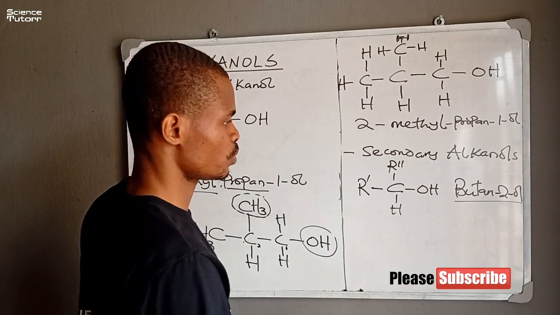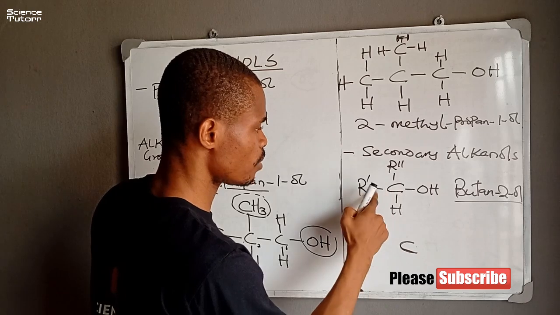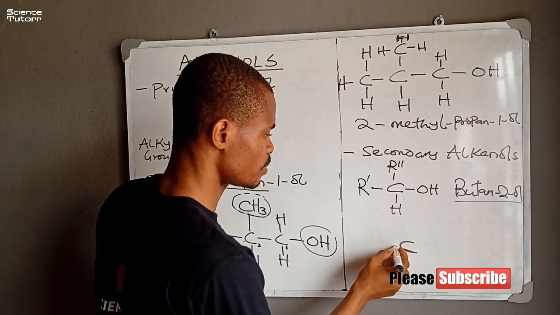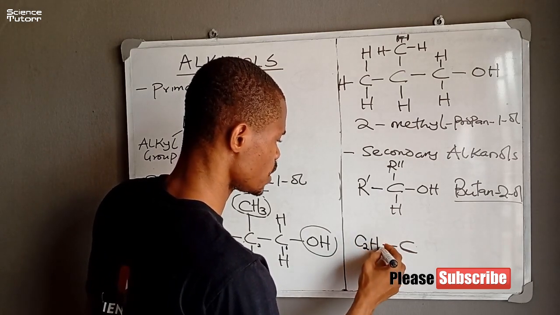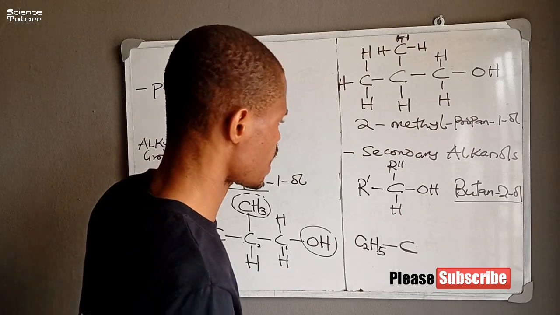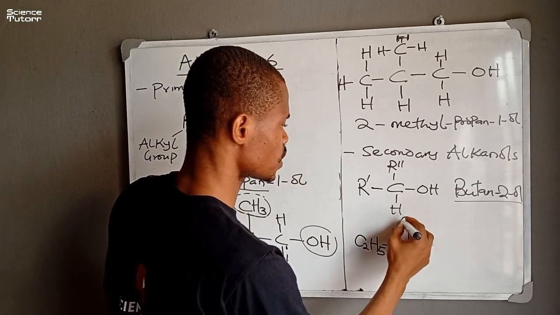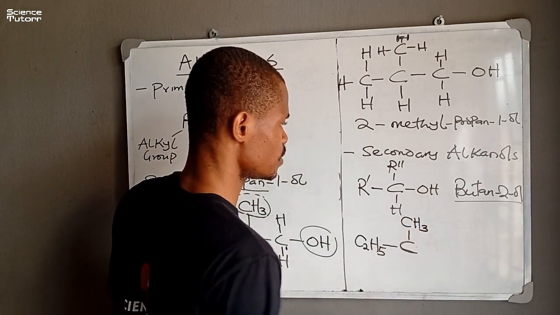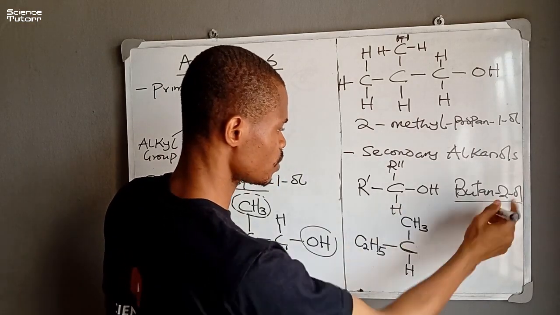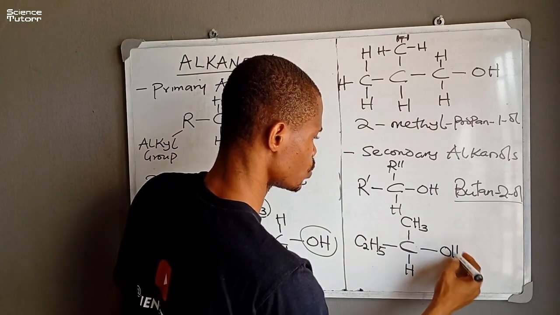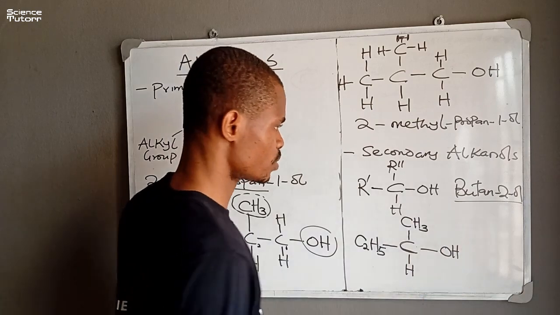Using this structure, we have our carbon, C. C is bonded by an alkyl group. In this case, let's make use of the alkyl group C2H5, which is ethyl. Up here, we have another alkyl group. In this case, let's make use of the methyl CH3. And then, remember, at the bottom we have hydrogen. On this side, we have the functional group, the hydroxyl group. This is a simple example of butan-2-ol.